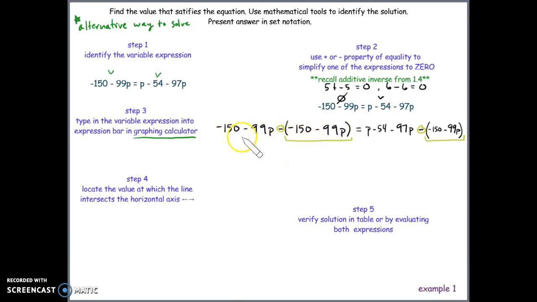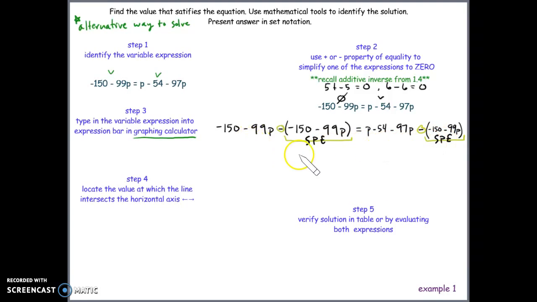So I've subtracted the expression. So the expression was negative 150 minus 99p. So I've got negative 150 minus 99p, and I've subtracted it from the left side. And this is the subtraction property of equality that allows me to subtract this from the left side. Well, by the definition of the property, if I subtract that from the left side, I must also subtract the same thing from the right side. This is keeping the scales even, right?